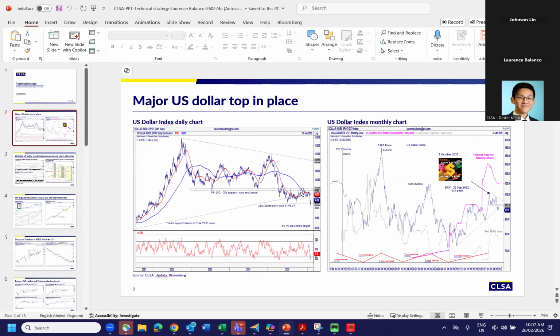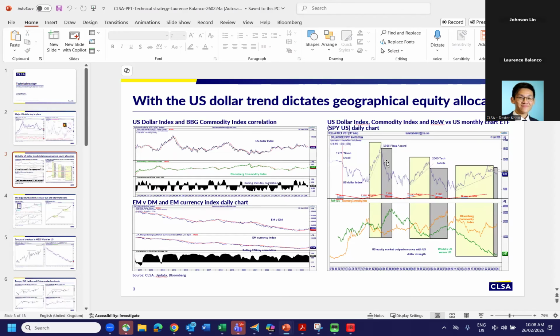That's the dollar breakdown. So we're still capped at that 100 area. The second point then was typically in the dollar bear markets, which are the shaded gray areas. That's where you see bull markets typically in commodities, but you also see rest of world continue to outperform.